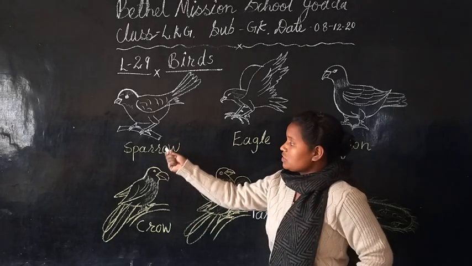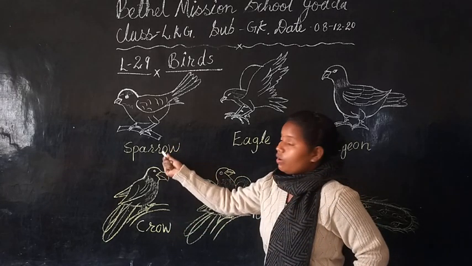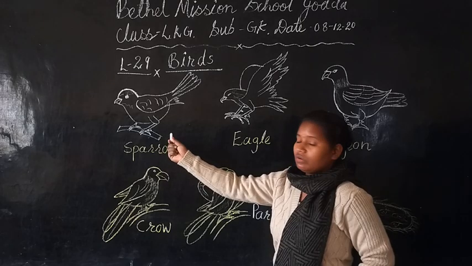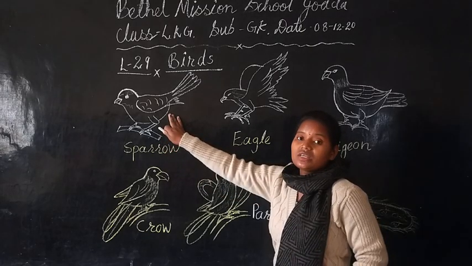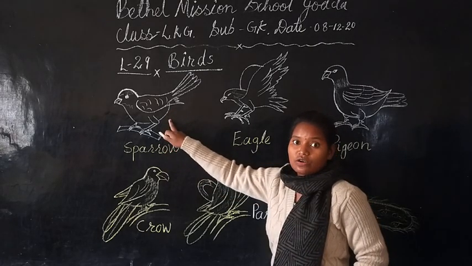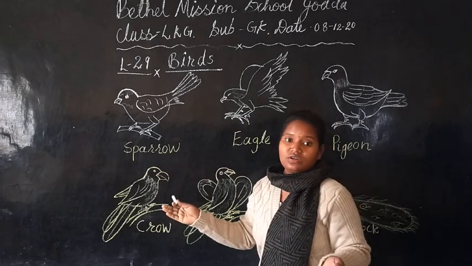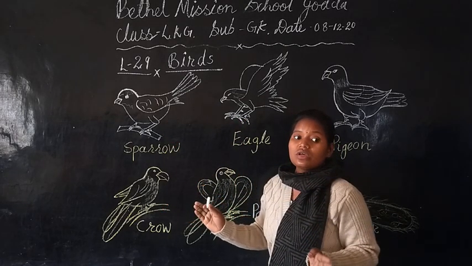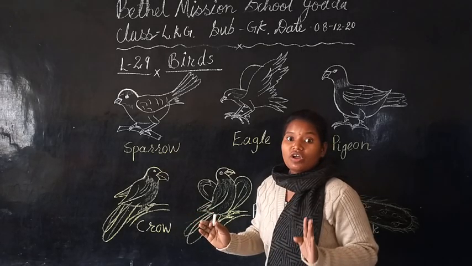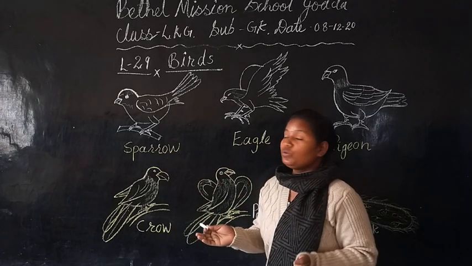The first picture is of a sparrow. This bird's name is sparrow. Have you seen the sparrows? Those sparrows live in a group. Whenever the sparrows come to our terrace, they come in a group.